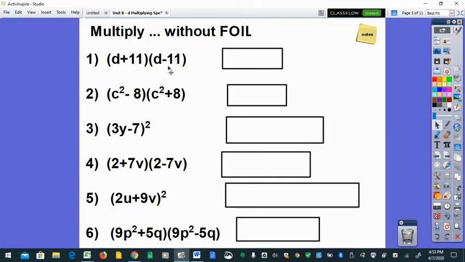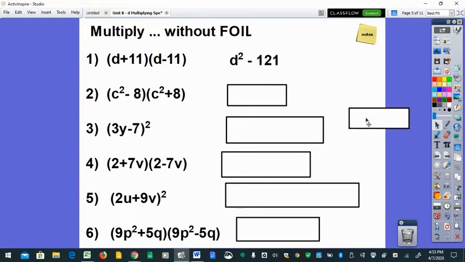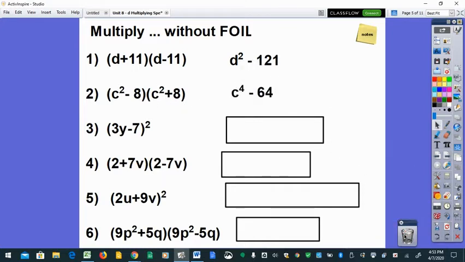Okay, the first one is a difference of two squares here. So you're going to square the d and square the 11, and there's a minus in between. That's the easy one. Next one, again, fraternal twins. They're identical but off by a sign. So you're going to square c squared times c squared is c to the 4th. 8 times 8 is 64. There's a minus in between.